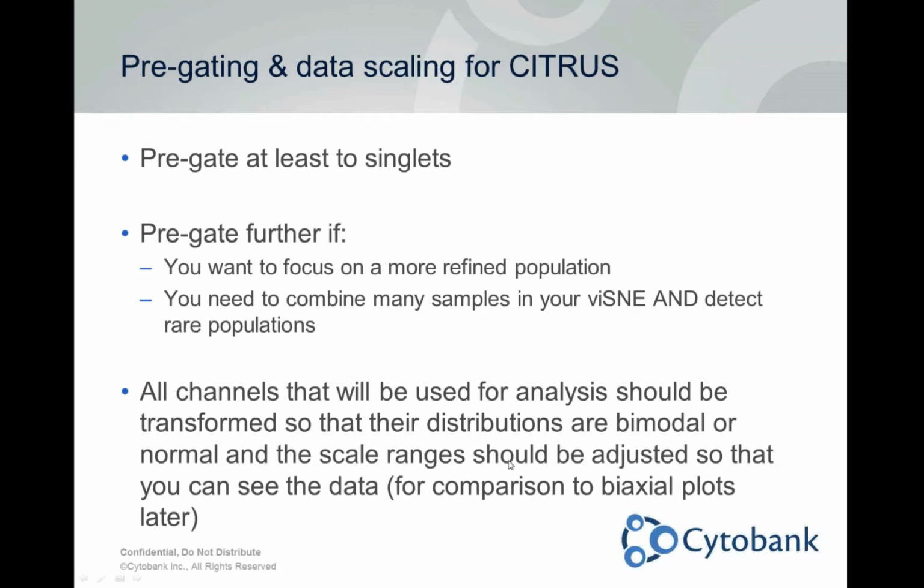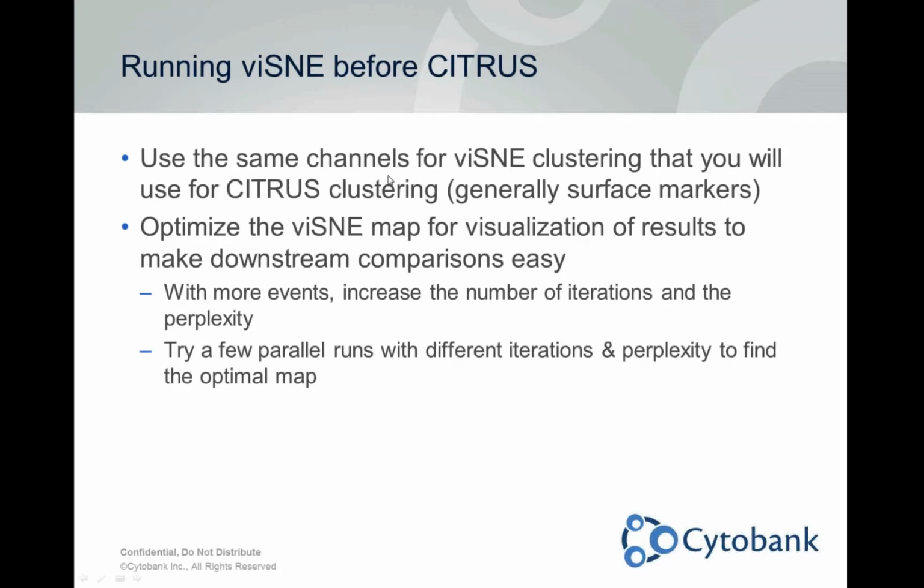So after you've checked your scales, you've made sure you know what you want to run Citrus on, how you want to compare your groups, the next step is running ViSNE on that clean data. So use the same channels for the ViSNE clustering that we'll use for the Citrus clustering. So these are generally stable surface markers. And we can talk more about that later.